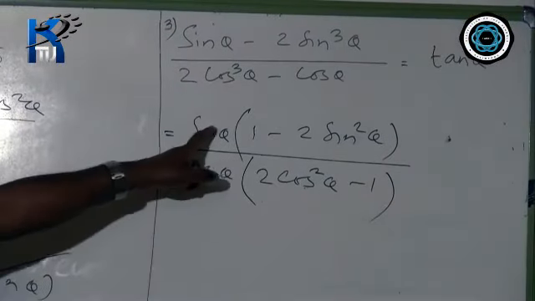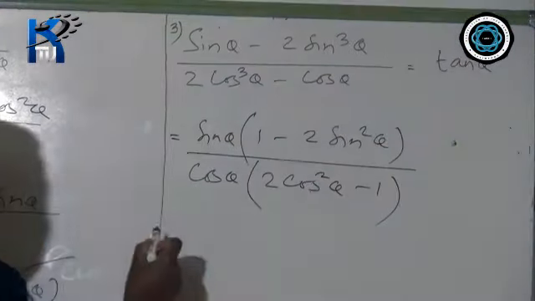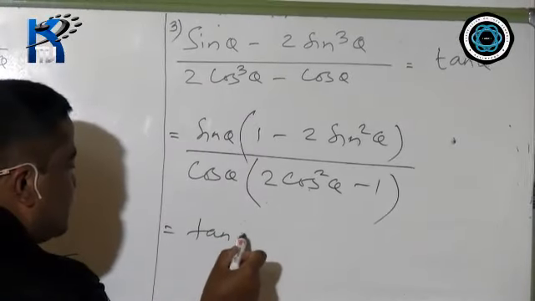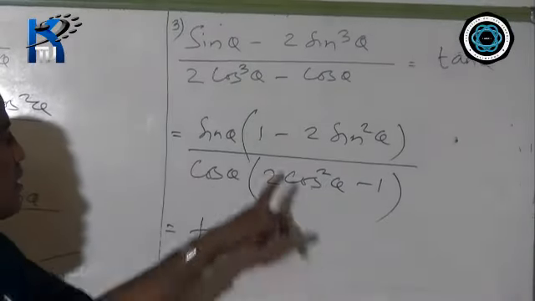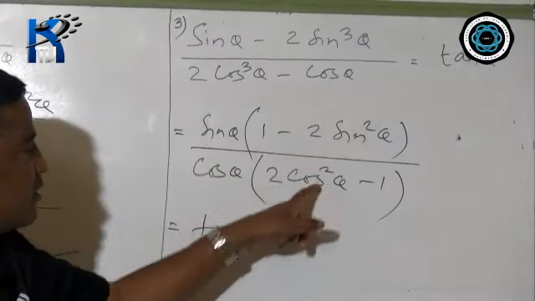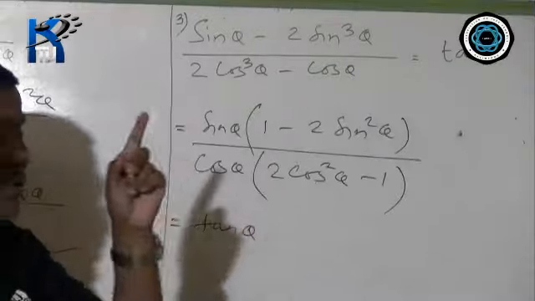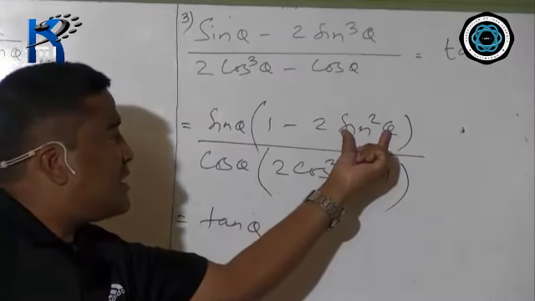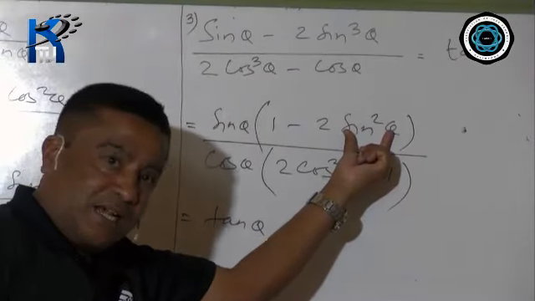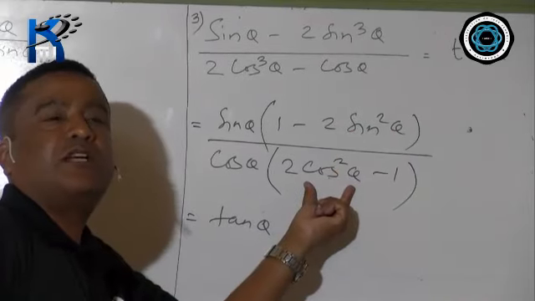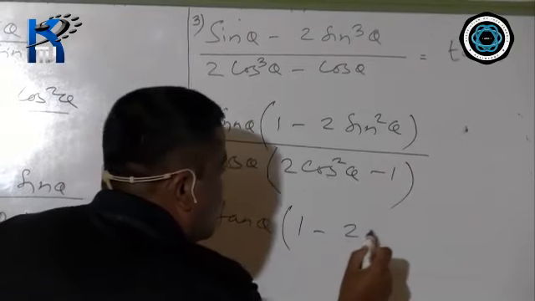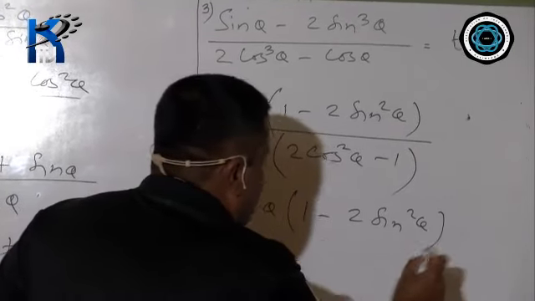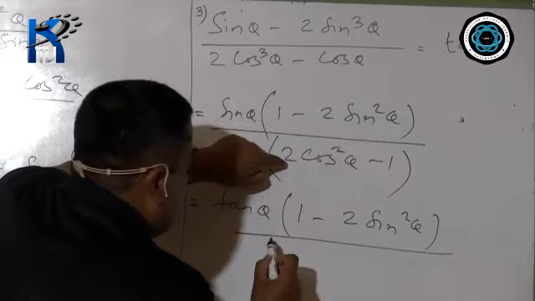Now sin theta divided by cos theta is tan theta. You are getting the answer. But what are you going to do with this numerator and denominator? Now here either you convert this sin square theta into cos square theta, or this cos square theta into sin square theta, it's up to you. Okay, 1 minus 2 sin square theta divided by 2.